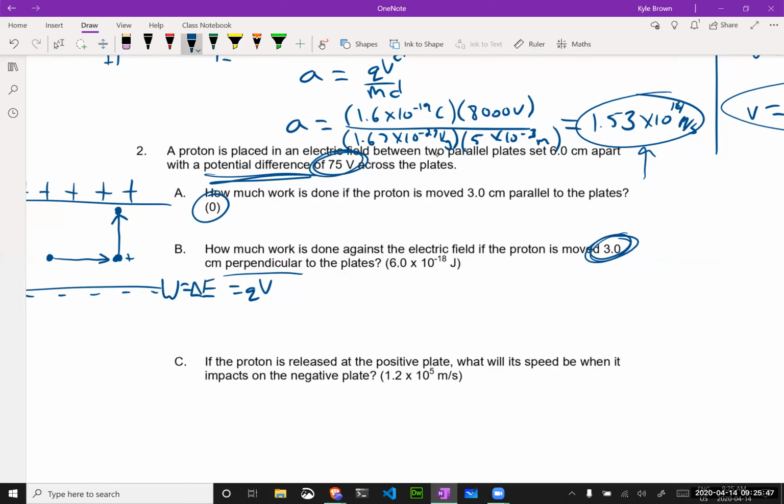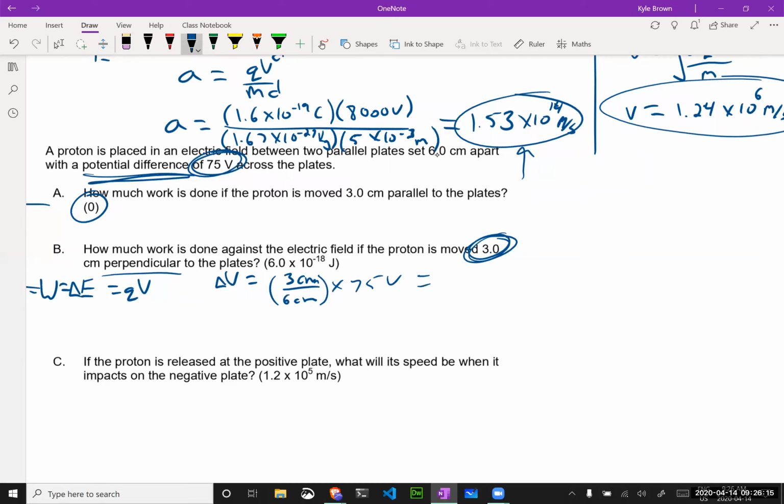But the way we can figure that out with the mathematics here, we can say the change in voltage is equal to the fraction of the voltage that we have here. So we could say 3 centimeters over 6 centimeters, which is just a half. I'm just setting that up, times 75 volts is what I'm after. In the end, that's just half, so that's going to be 37.5 volts.